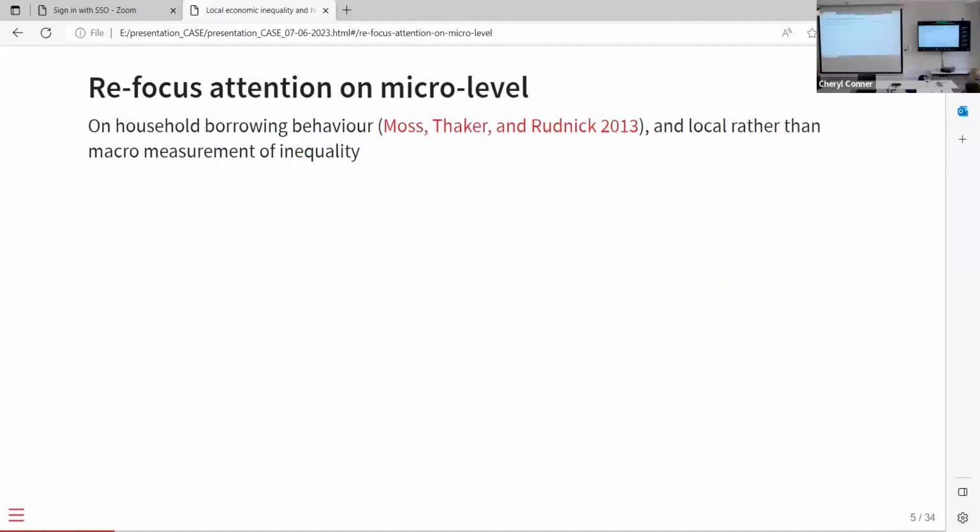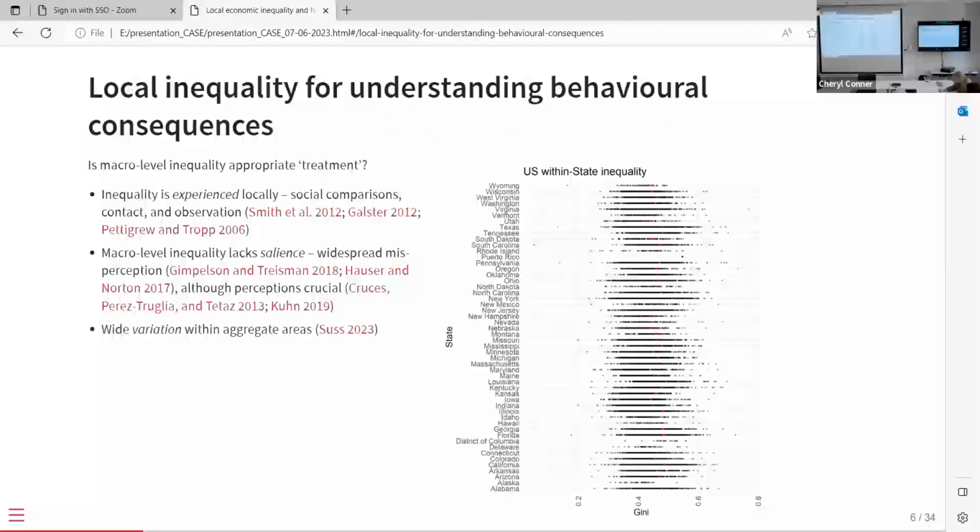So how do we break through here and try to understand whether there is a relationship between inequality and debt? Well, what I'm going to do is refocus the attention, and this is actually the theme of my PhD: focus attention on the micro level. So rather than aggregate debt, household borrowing behavior, and not macro measurements of inequality, but local measurements of inequality. I'll first explain why local rather than macro measurements of inequality are important.